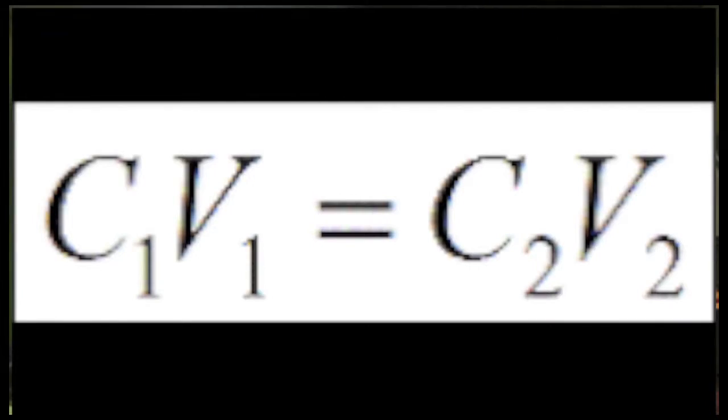If the concentration in the water is too high, you can dilute it with a pretty easy equation, which is displayed on the screen. The equation is the molarity of the concentrated substance times the volume of the concentrated substance equals the molarity of the desired dilution times the volume that you want for the desired dilution.